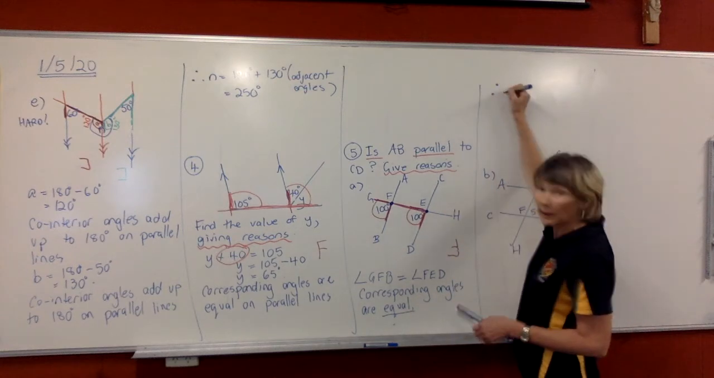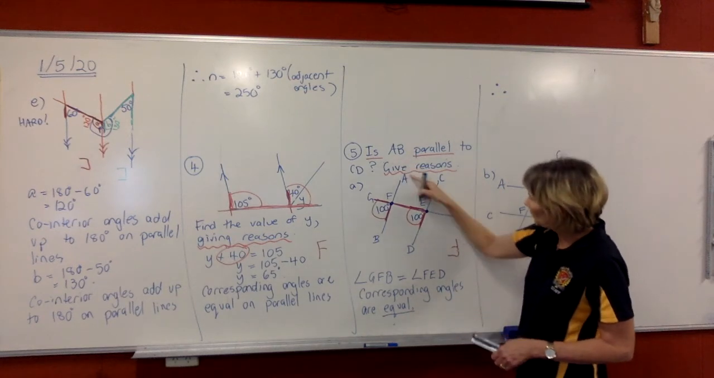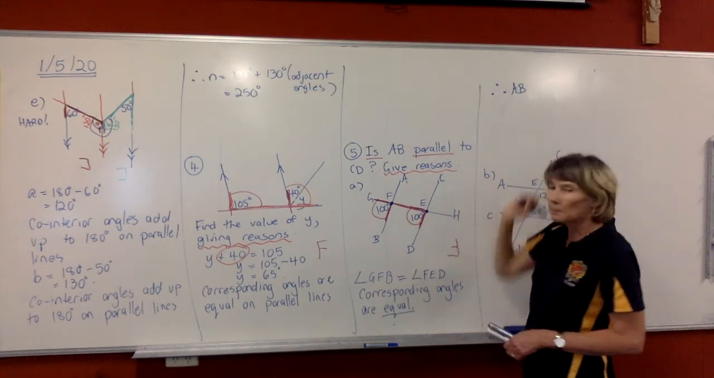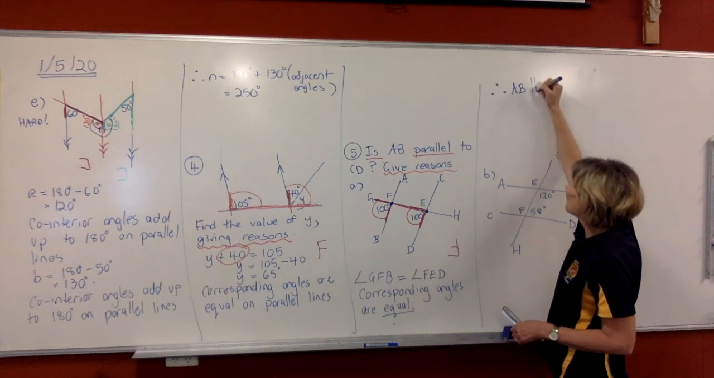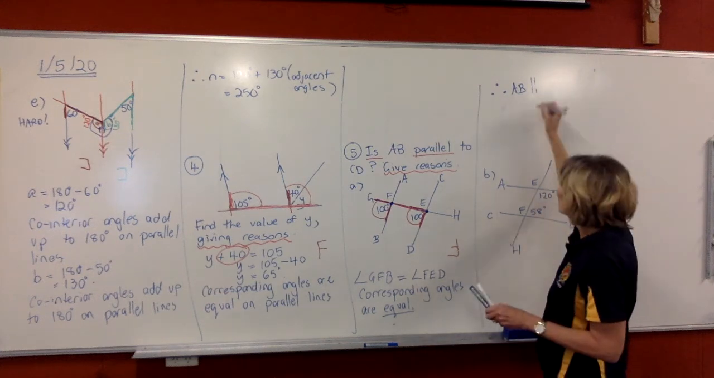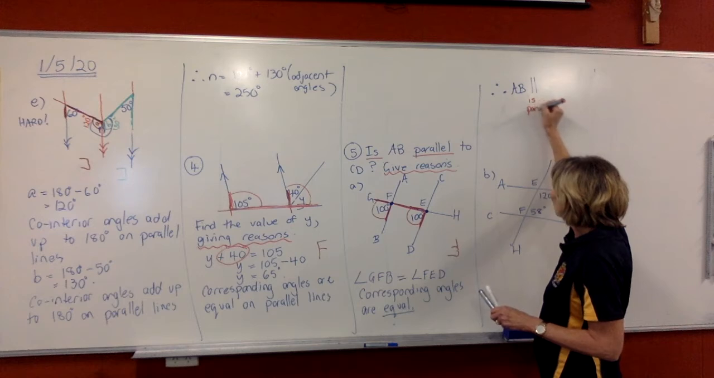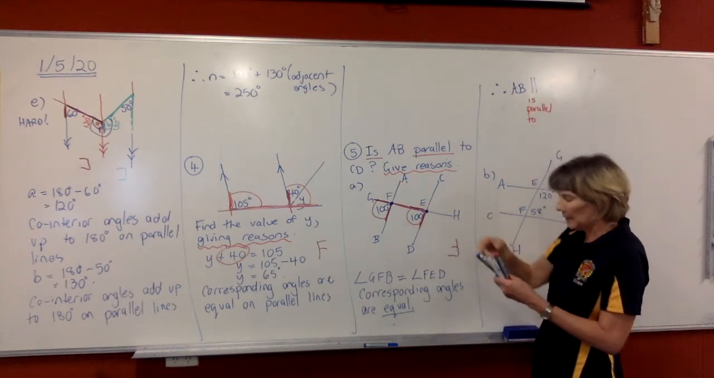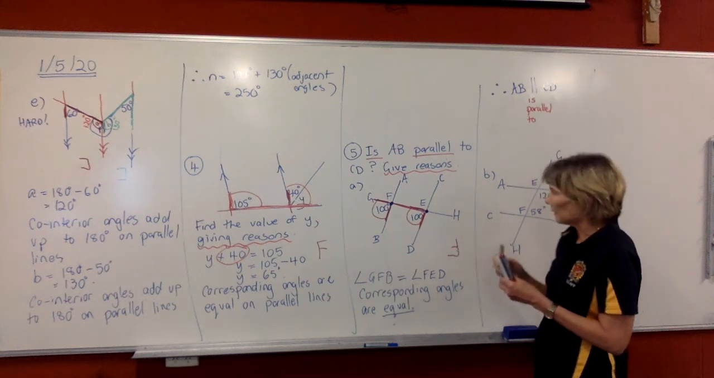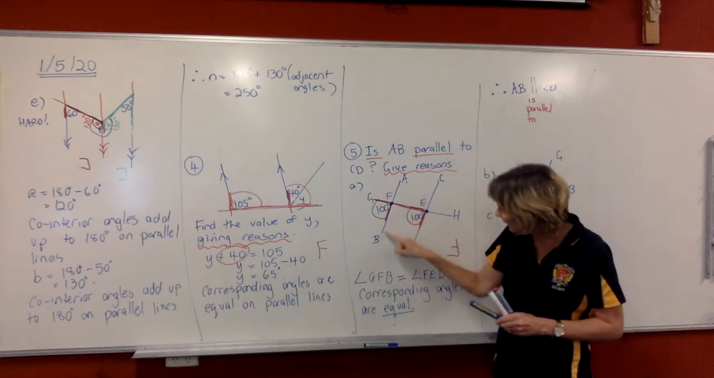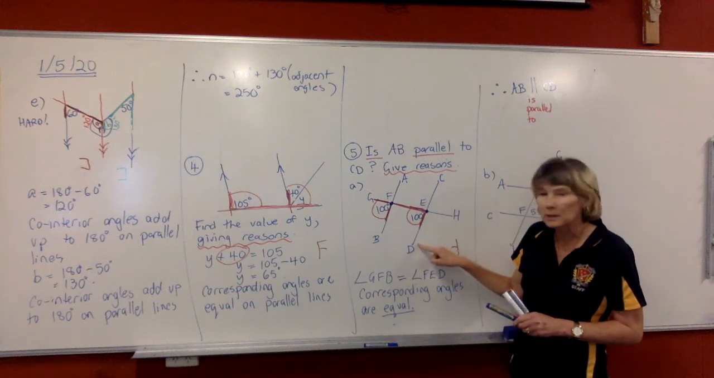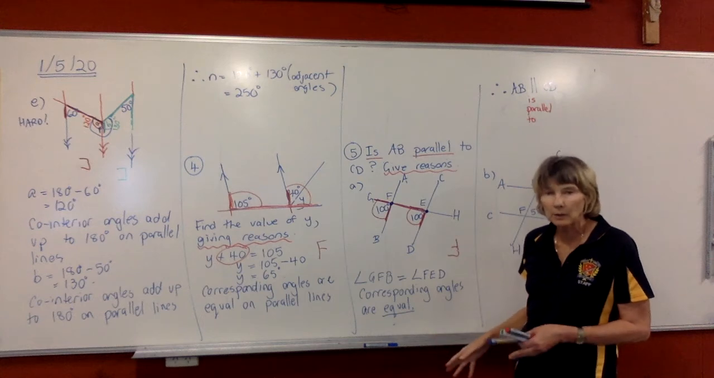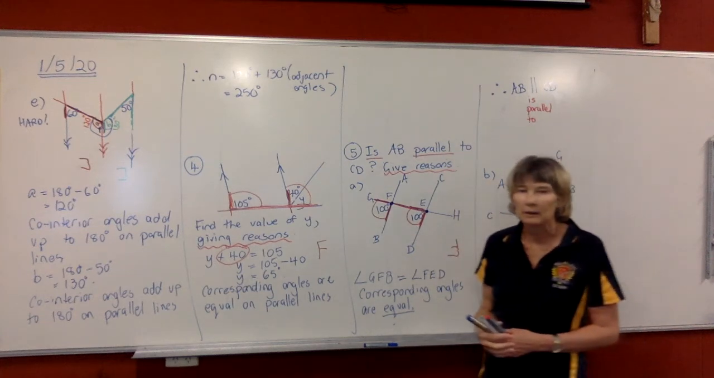So we're going to write, therefore, AB, which is this line here, joining A to B, is parallel to. Now I'm going to show you this symbol. Okay, you're allowed to use that. That means is parallel to. CD. So what we're telling them is that this line AB is parallel to the line CD. And we just proved it. If the corresponding angles are equal, the lines must have been parallel.